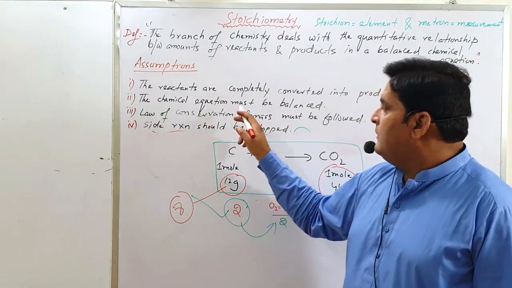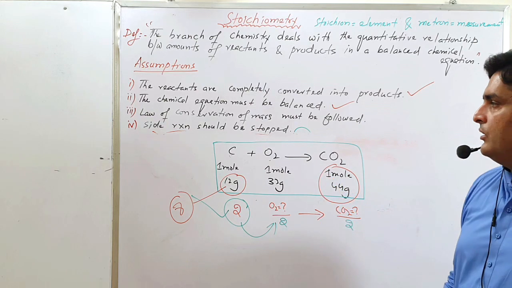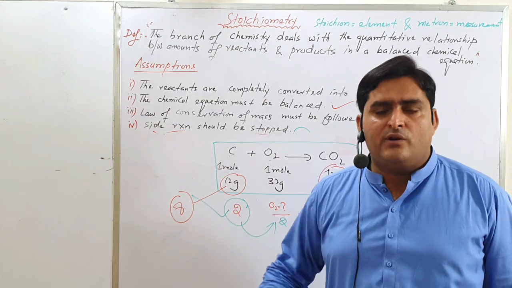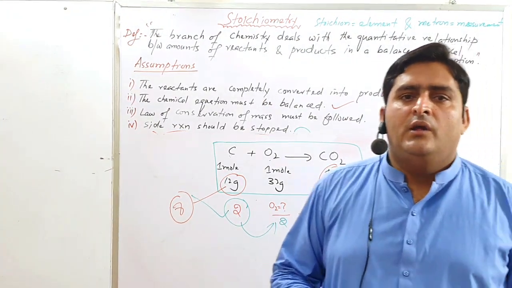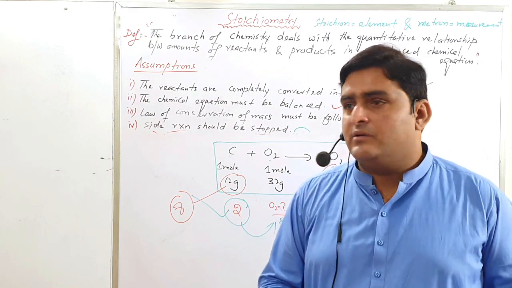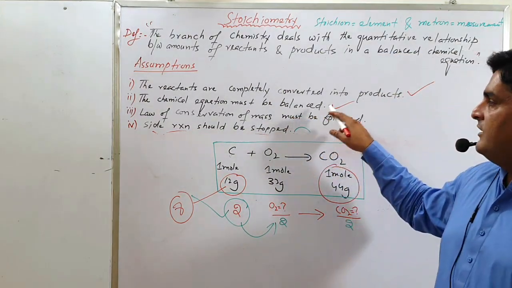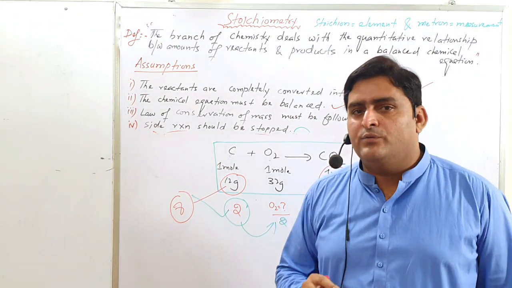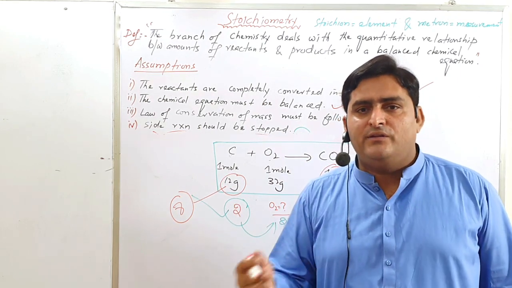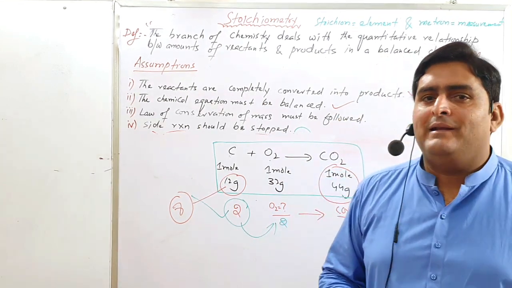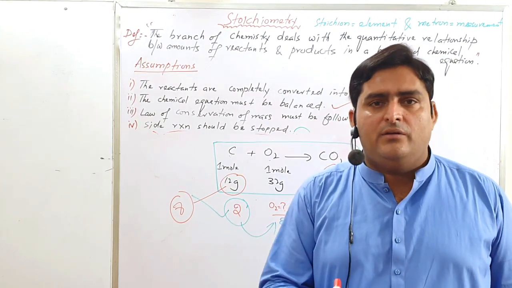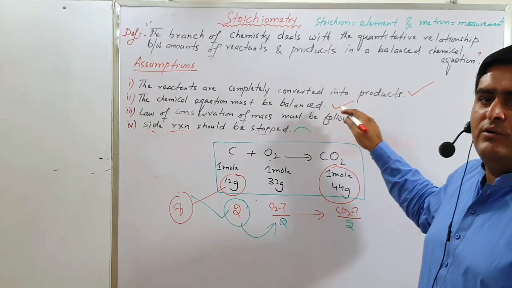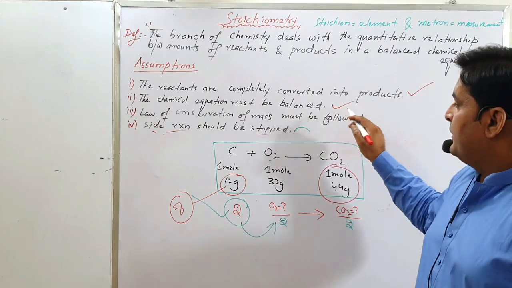Coming to the second point, the chemical equation must be balanced. We discussed just before that in a balanced equation, the total mass of reactants is equal to the total mass of products. When this mass is unequal, the equation is unbalanced. So until our equation is balanced, our calculation can never be correct. We have to watch the chemical equation that we are given. If it is unbalanced, we have to balance that equation before going for a stoichiometric calculation. An unbalanced equation cannot give you an exact amount of product.